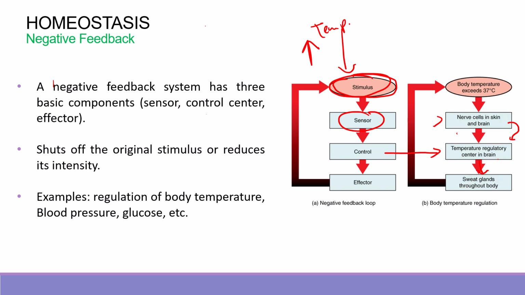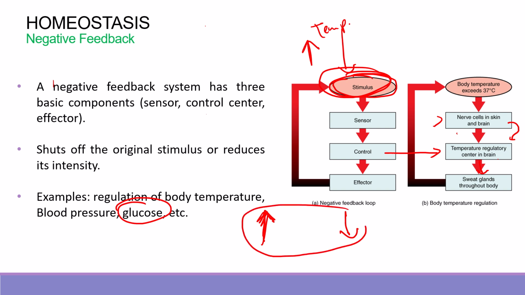Another example, just to keep this clear, is sugar, right? We know that high sugar or low sugar is bad, right? So if you have high sugar, especially after eating, that means that the stimulus in this case is high glucose level. That's the stimulus. A negative feedback loop is something that your body is going to do to bring your sugar levels down. Okay, so you see how they contrast each other. That's why it's called negative, because the negative feedback loop plays against the stimulus.